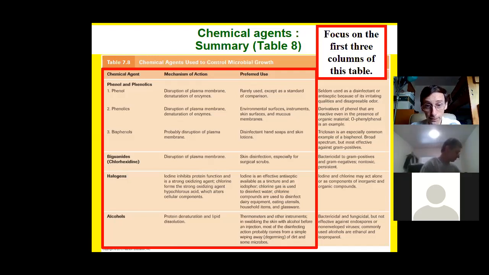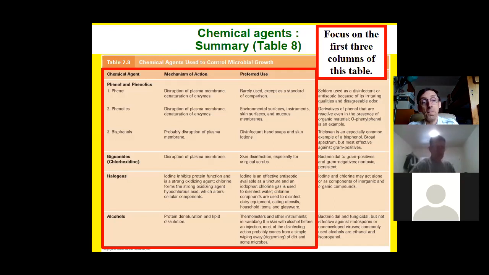Iodine is used as a tincture, but you can use it as an iodophor. Chlorine gas is a halogen which is used to disinfect water, or like in swimming pools. Chlorine compounds are used as disinfectant, like cleaning dairy equipment, eating utensils, household items, toilets, glassware, you name it. Meaning bleach is used on almost everything.